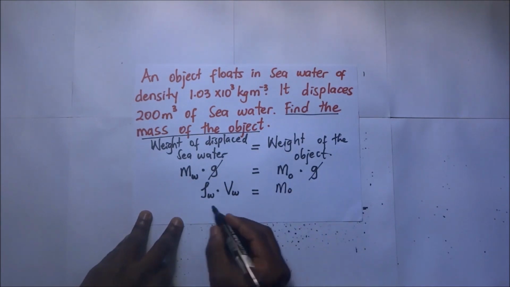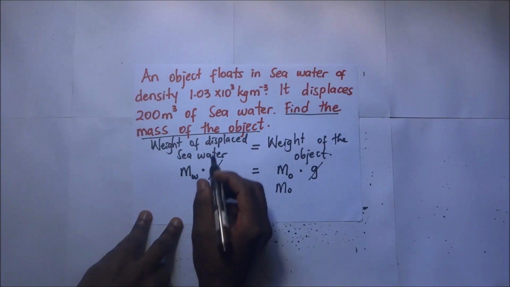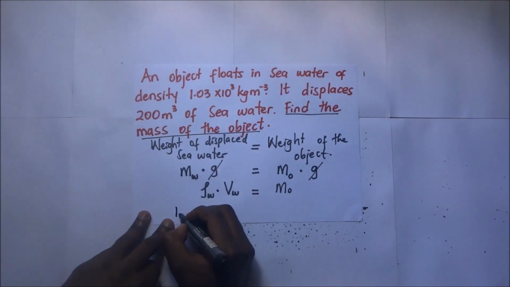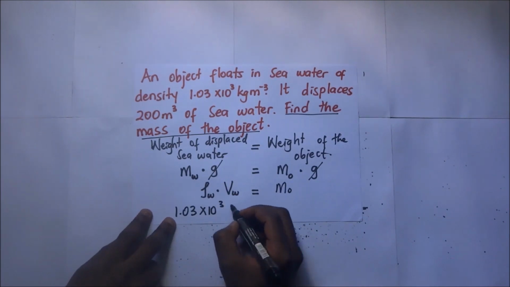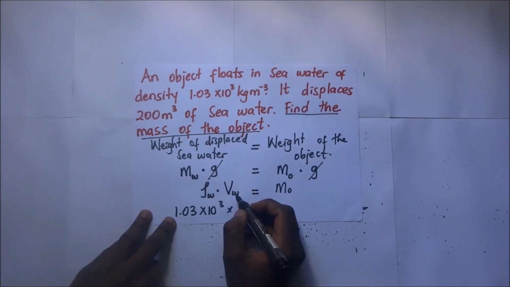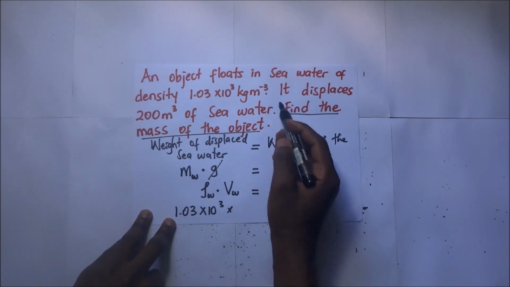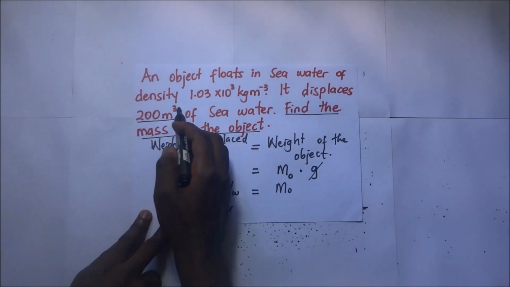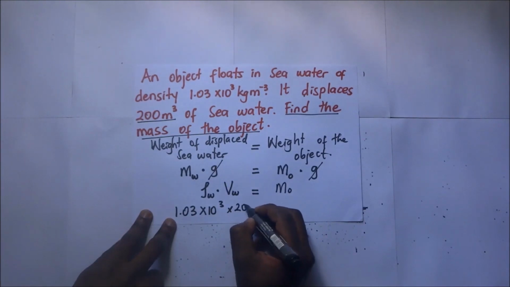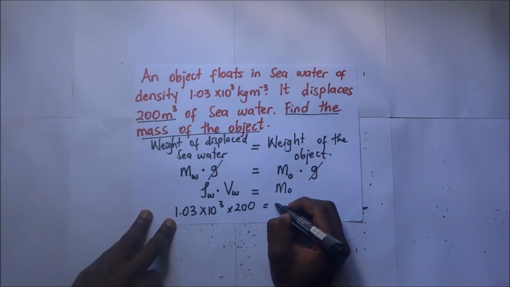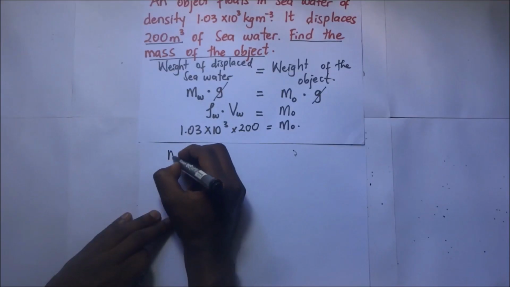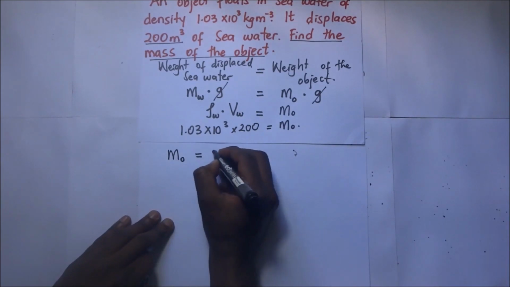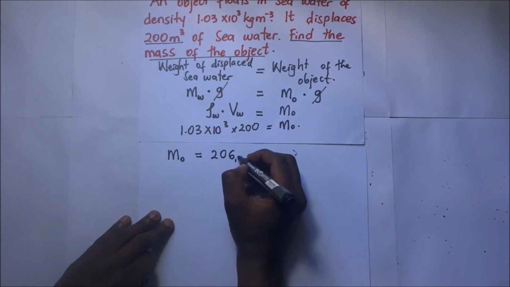So for us to get the mass of the object, we get the density of the water, which is 1.03 times 10 to the power 3. Multiply that by the volume of the water that has been displaced. Now the question says that it displaces 200 meters cubed of seawater. So it is 200 meters cubed that was displaced. That is equal to the mass of the seawater. And from this calculation, you find that the mass of the seawater will be 206,000 kilograms.